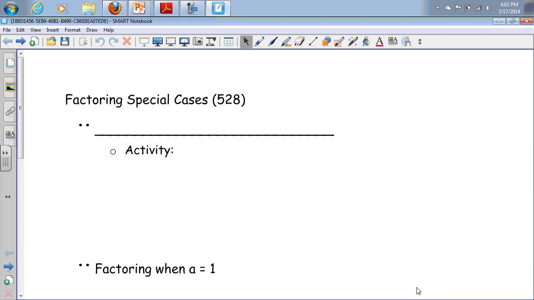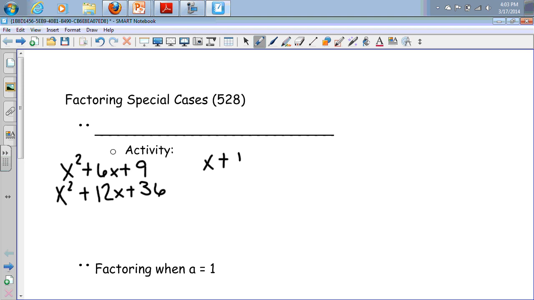And it says factor each trinomial. There's something special about these trinomials. We have x squared plus 6x plus 9. We have x squared plus 12x plus 36. Actually, I think it's m and not x, but it doesn't matter. And we have x squared plus 10x plus 25. We could also have one, like a squared plus 18a plus 81.